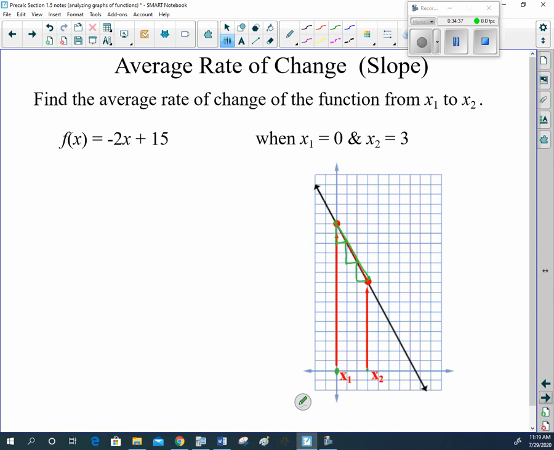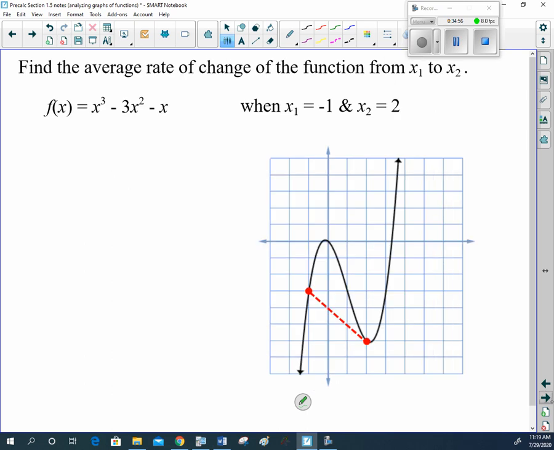But the nice thing is when it's linear, this is linear, average rate of change is the slope. You could have just looked at it and said it was -2. So when it's linear, you know what your average rate of change is without even looking at the graph or doing any of the slope formula.